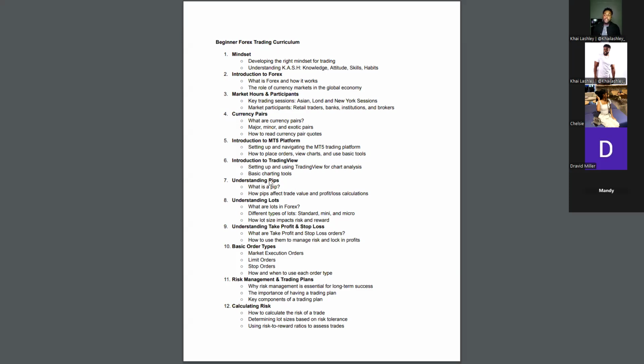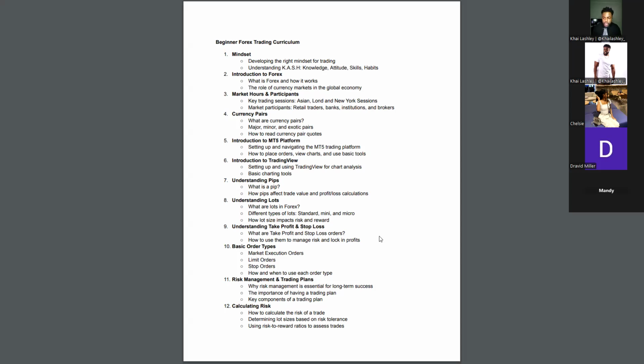Number seven, understanding pips. This is vitally important for you to be able to calculate your risk. Understanding pips and understanding lots. It's vitally important for you to understand how to calculate your risk. So that 1 to 3% that I spoke about is going to come into use when you step into this area right here. Number nine, understanding take profits and stop losses. Number 10, understanding basic order types. Understanding risk management and having a trading plan.